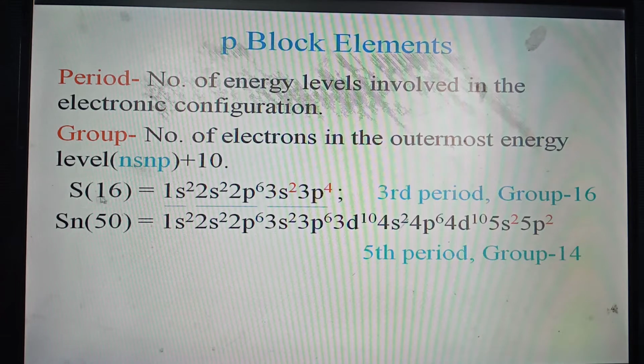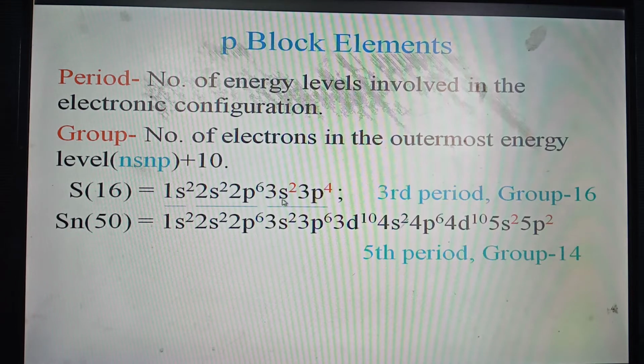Let us discuss this example. Sulfur, the electronic configuration is given here. Third energy level is the outermost energy level here. Since there are 3 energy levels involved in the electronic configuration, it is the element of the third period. How shall we determine the group? Look at the third energy level, the outermost energy level.